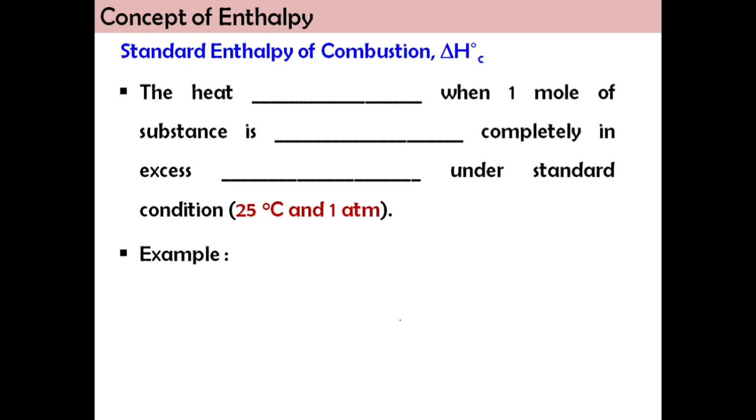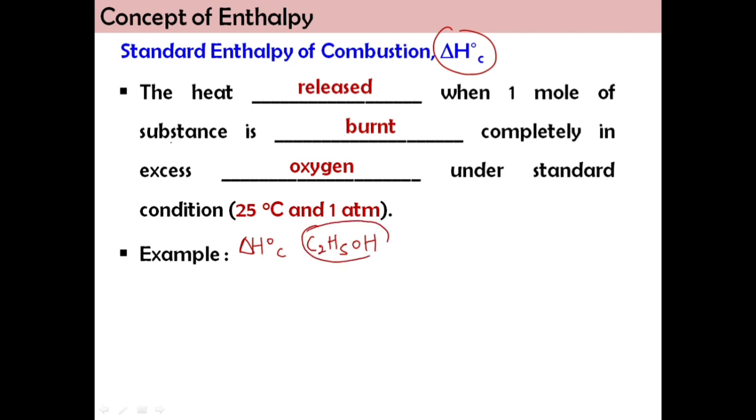Standard enthalpy of combustion. The heat release, okay, release when 1 mole of substance is burned completely in excess oxygen under standard condition. Okay, this is the symbol. So let's say I want to write the equation for combustion of C2H5OH. Okay, jadi my C2H5OH is my substance and it's burned completely with oxygen. Jadi ini akan jadi reactant. Jadi C2H5OH is burned completely with oxygen.